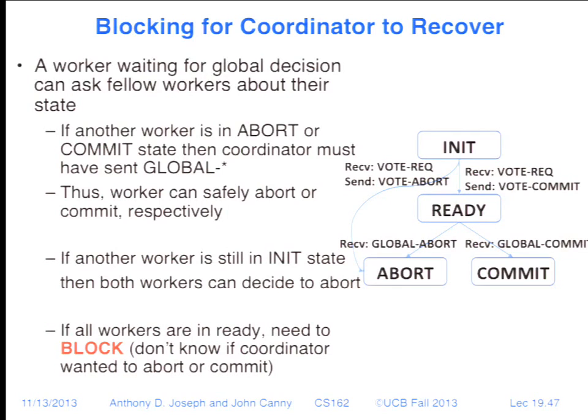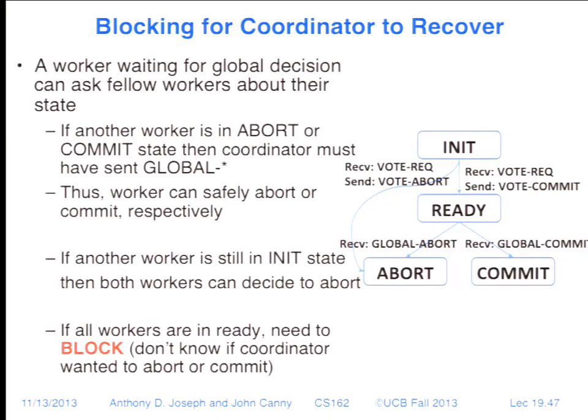Therefore, the worker can follow that message. In other words, you can get the message indirectly by querying other peers. So some number of workers may actually successfully either commit or abort in that situation. That gives you a hint why it's important for the other ones that don't get any word to continue, because this transaction may still be headed for success once the coordinator comes back online.